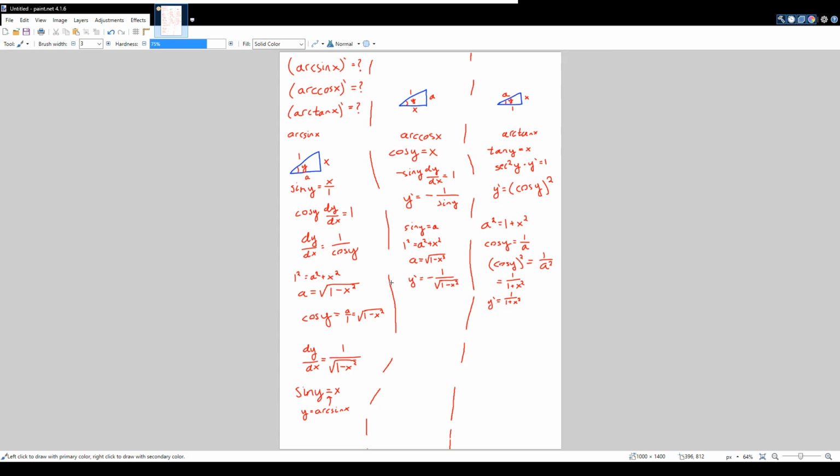And that's that. And of course, it's the same case with y equals arctangent x, because y equals arctangent x is the equivalent expression to tangent of y equals x. That's the definition of arctangent.